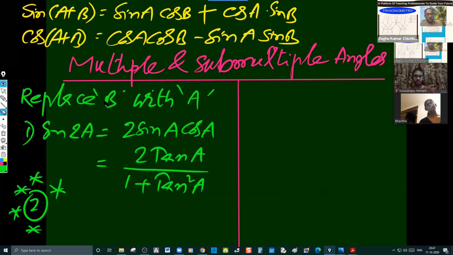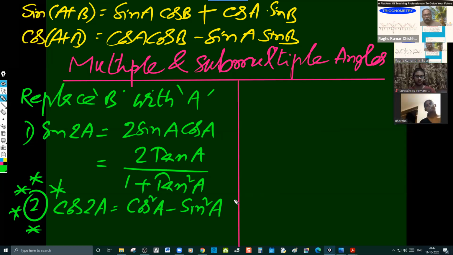If you replace B with A here, then what happens? You'll be getting cos of A plus A, which is nothing but cos 2A. Then you'll get cos A into cos A minus sine A into sine A, which is cos square A minus sine square A. That means cos 2A is expressed both in sine and cos.